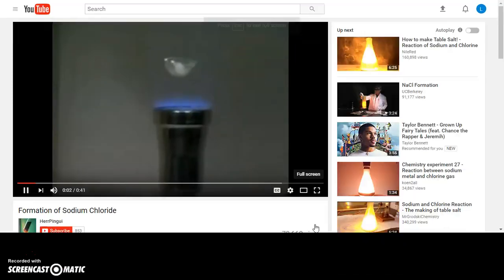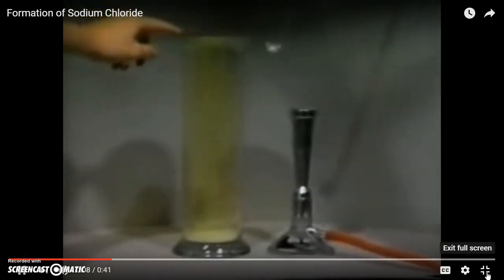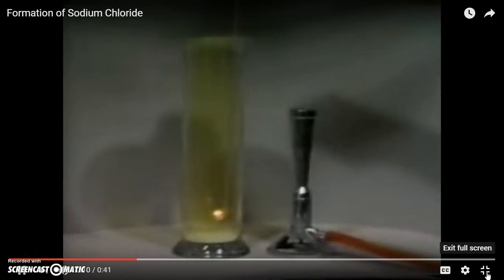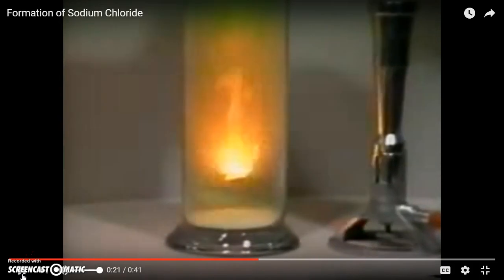Sodium metal is heated until it melts and just begins to burn. Then it is immersed into the yellow-green chlorine gas. The sodium begins to burn in chlorine with an intense yellow flame. So there you can see a lot of light energy.